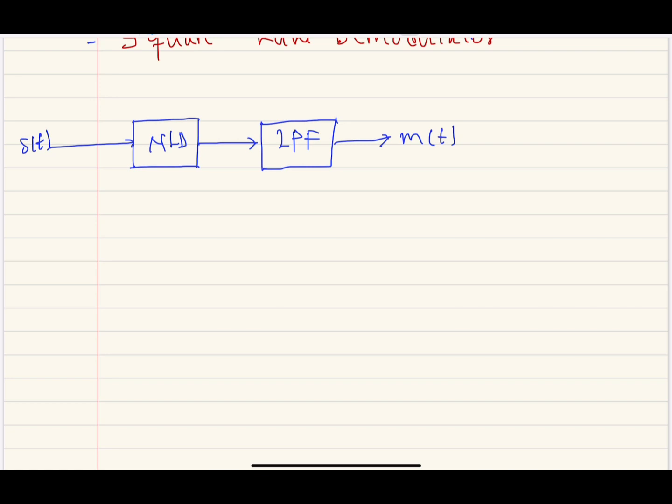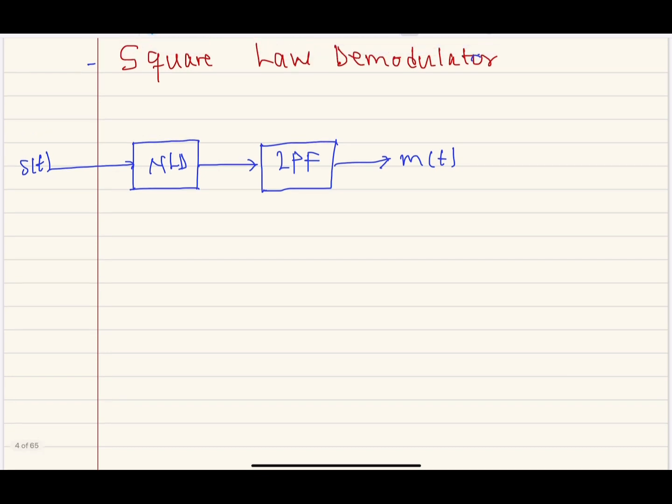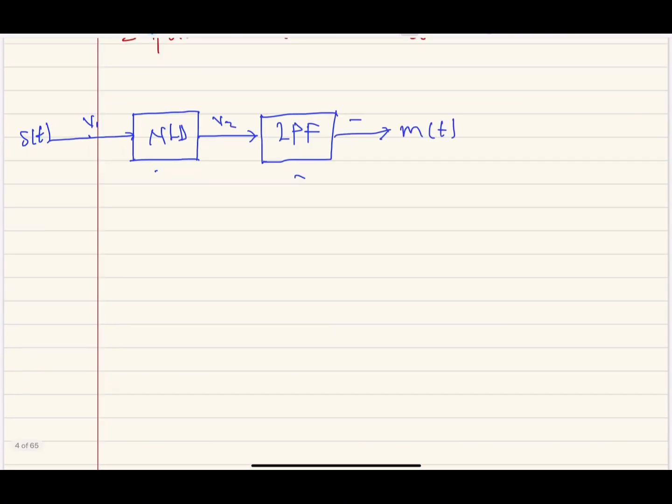So going straight to the mathematical analysis for the square law demodulator, this is the block diagram. Now let's label the diagram here V1, V2, and then here the output. Let's take them one after the other. What is our X of t?